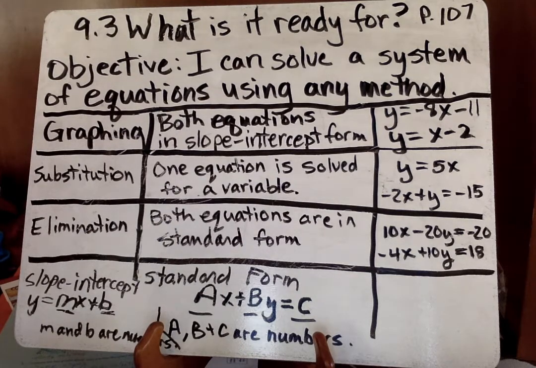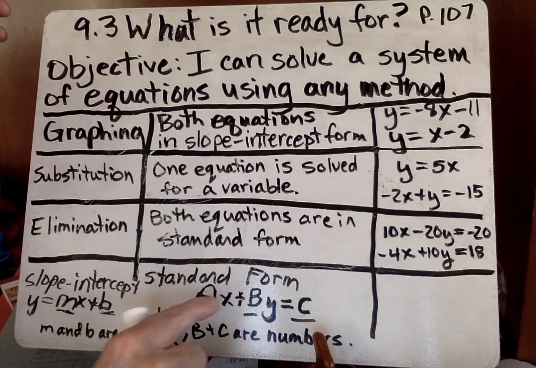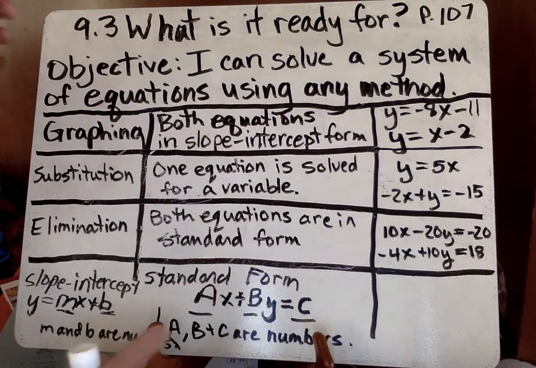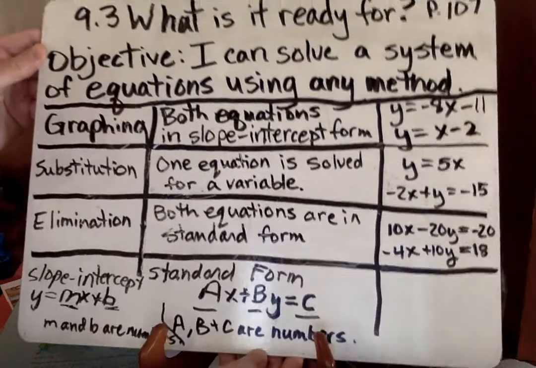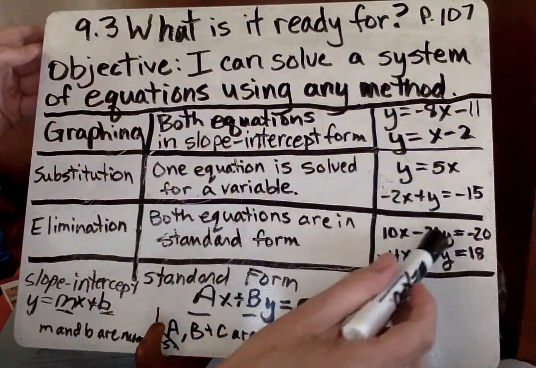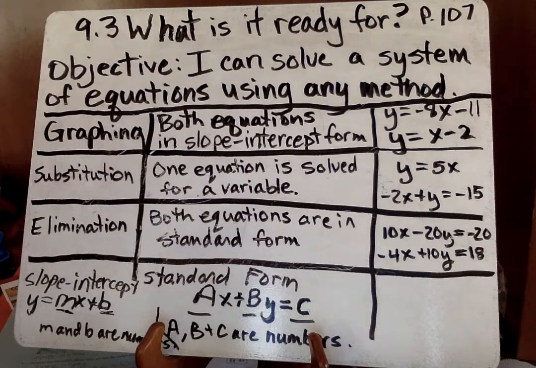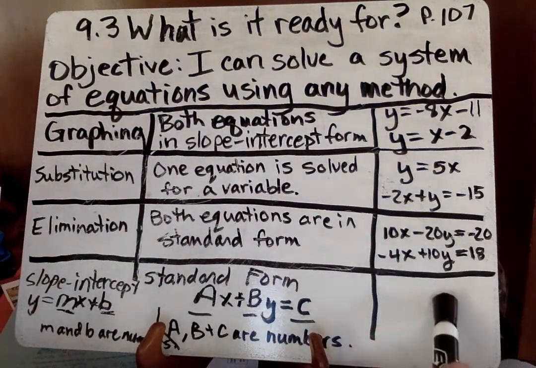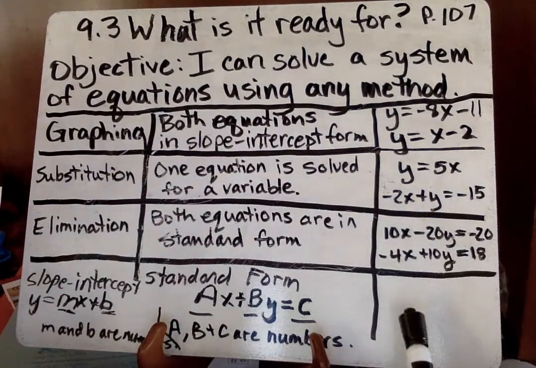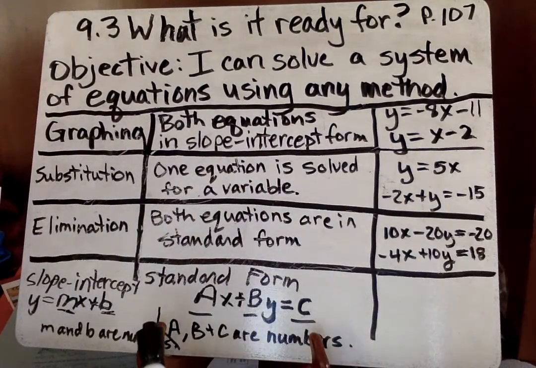The third method is called elimination. That's when both equations are in standard form, and I don't think we've gone over standard form much, but it is ax plus by equals c, where a, b, and c are all numbers, okay? So over here we have 10x minus 20y is negative 20, and negative 4x plus 10y equals 20. So we would use elimination, and we would probably multiply the bottom equation by 2, and that way we would get opposites of the y's, and the one variable eliminated would be the y.